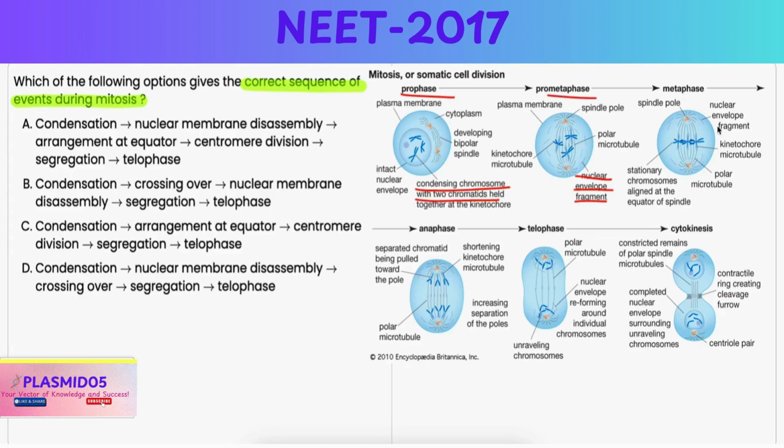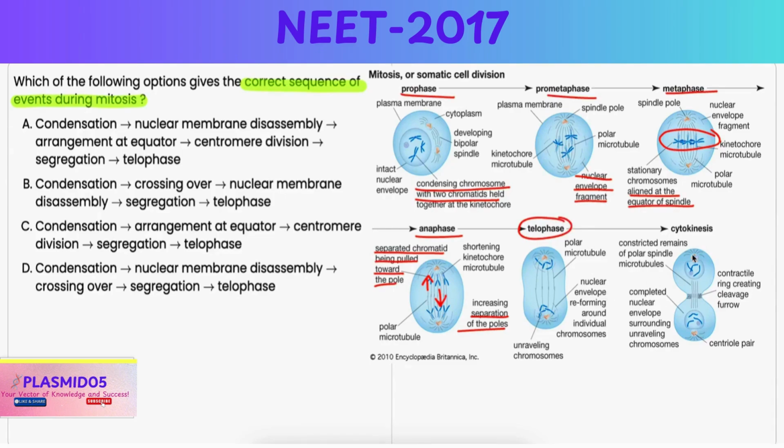Number 3, arrangement of chromosomes at equator occurs during metaphase, which is known as congregation. Number 4, centromere divides or splitting occurs during anaphase, forming the daughter chromosomes. Number 5, segregation also occurs during anaphase as daughter chromosomes separate and move towards opposite poles. And number 6, telophase leads to formation of two daughter nuclei.